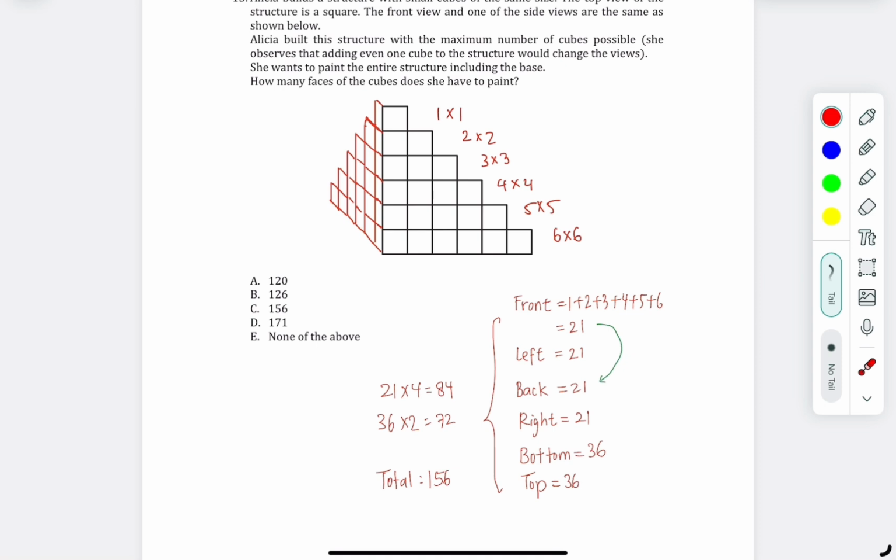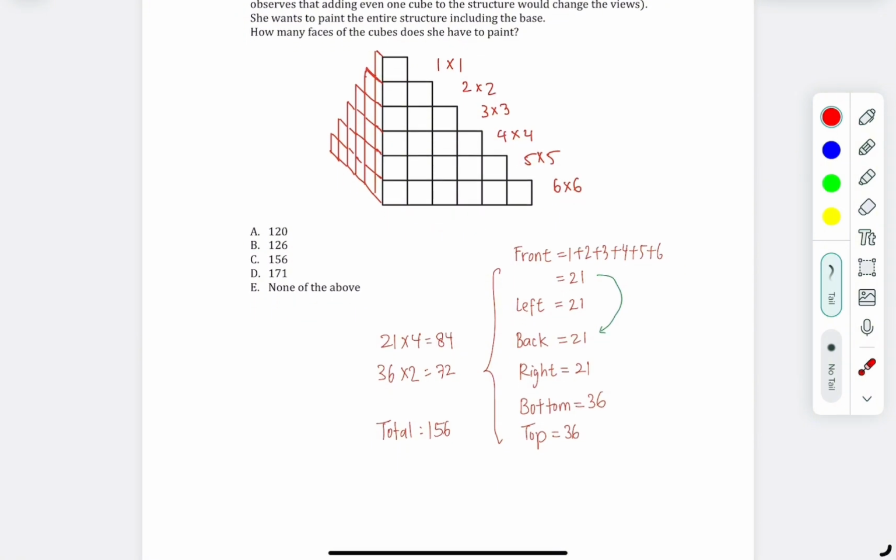So, we can find the number of sides or faces that we have to paint on the front, back, left, and right. Front is 21, left is 21, that means the back is also 21, the right is also 21. The bottom and top are also always the same. What we see from the top is the same as what we see from the bottom. Since from the bottom here we have 6 by 6 is 36, from the top is also 36. So in this case you have 21 times 4 and 36 times 2. Add up together, I will have 156 faces. So the answer is C.